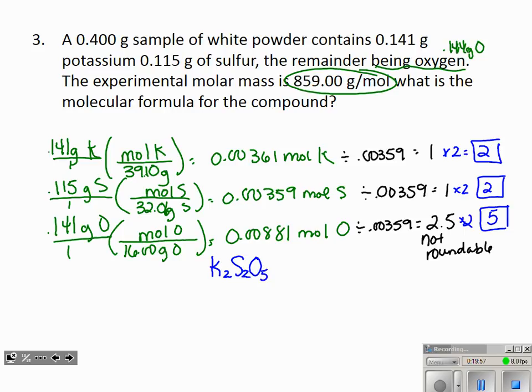Now we can get to the molecular formula. So to get the molecular formula, we're going to calculate our multiplier N. And we're going to take the molar mass of the compound that was given, 859 grams per mole, and we're going to divide it by the molar mass of our empirical formula here. So we know that potassium's 39.10 times 2, plus sulfur at 32.06 times 2, plus oxygen at 16 times 5. The molar mass of this compound is 222.32 grams per mole.